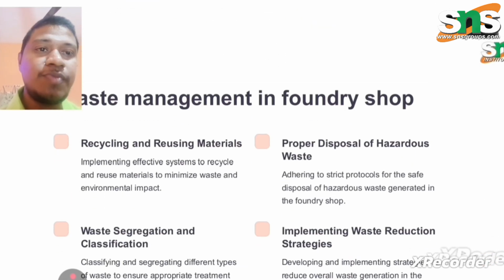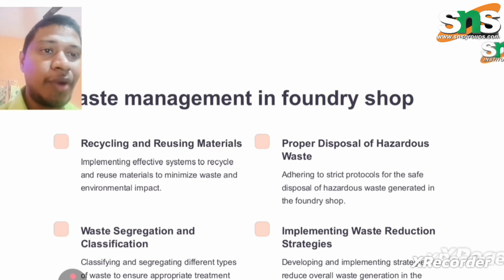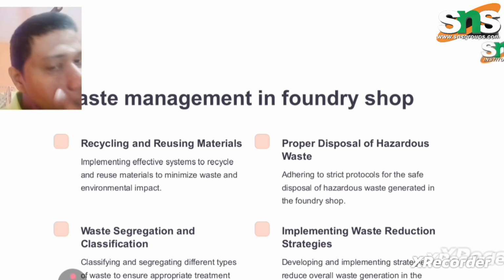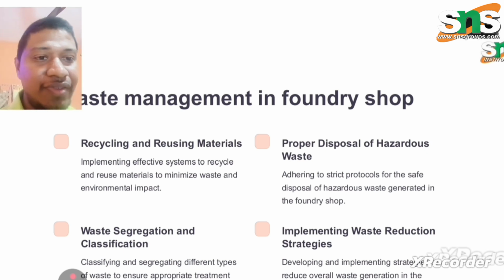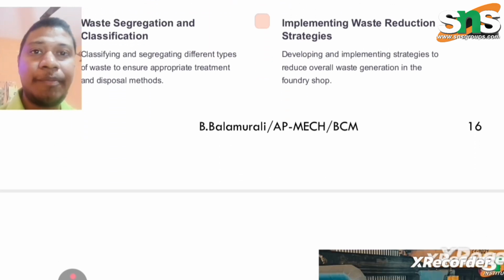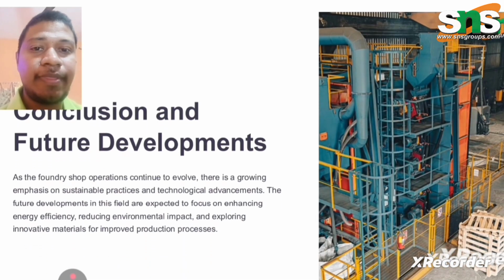Waste management in the foundry shop is very important: recycling and reusing of materials, and proper disposal of hazardous waste. That is, the sand which is used after the molding process can be reused several times. After that, it should be disposed of in a proper way. Waste segregation and classification, and the implementation of waste reduction strategies. Of course, every company follows these waste reduction strategies.